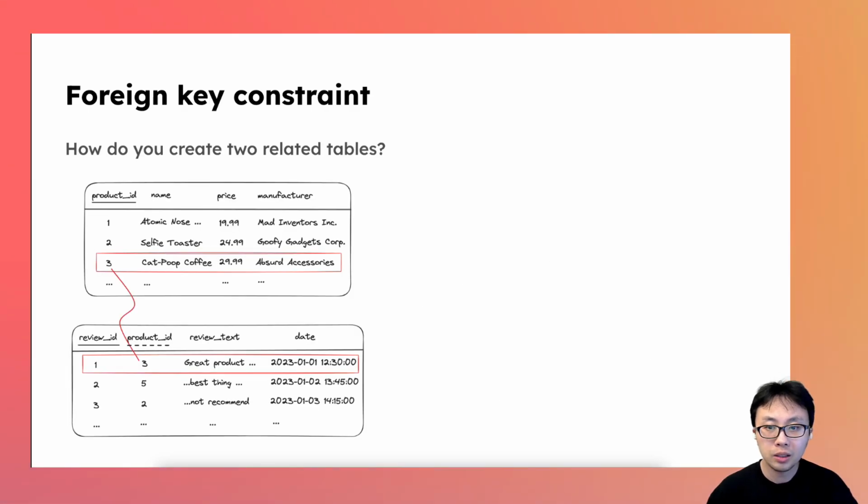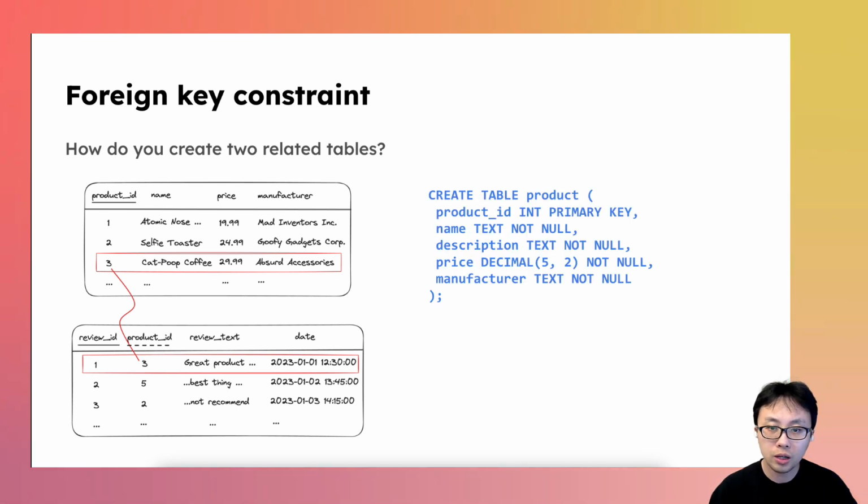So to properly introduce the foreign key constraint, we will use an example and start with a question. How do you create two related tables? For example, how do you create the product and the review tables for the database of the Sci-Fi Collective? Well, you can actually create the product table in the same way as if you are going to create a single table that's independent, that's not related to any other tables.